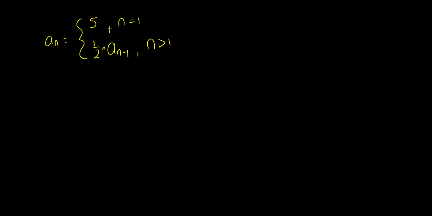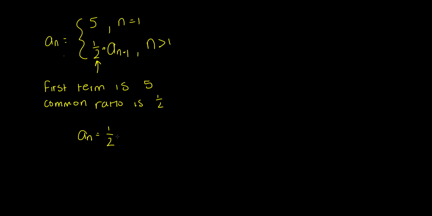Well, the first term is 5. And the common ratio is this guy right here. So the common ratio is 1/2. And the explicit definition is going to be a sub n equals the first term times the common ratio to the exponent n minus 1.